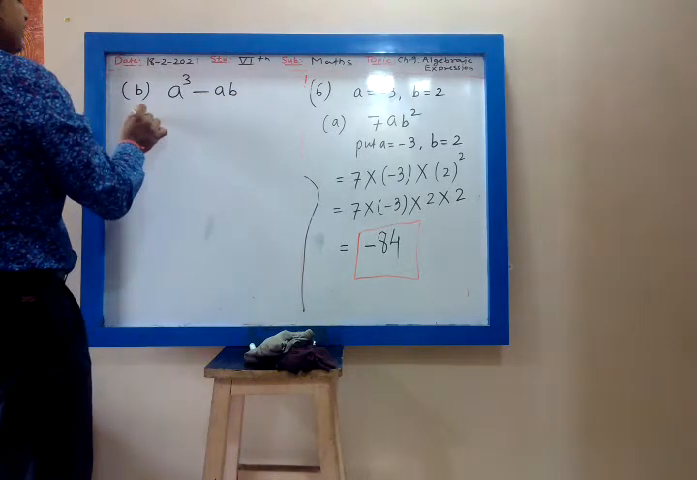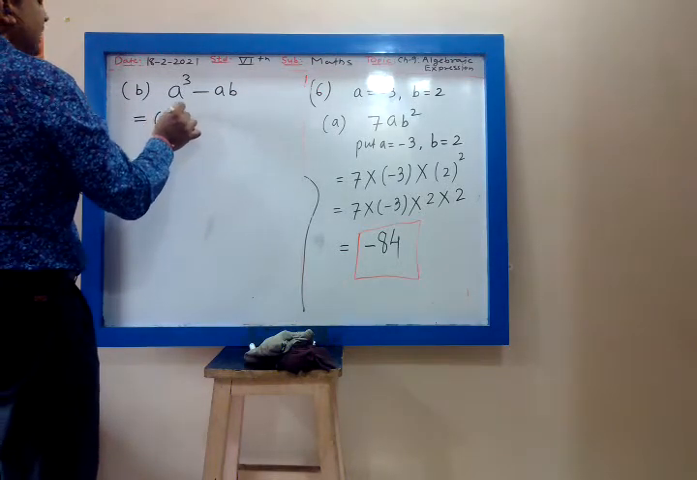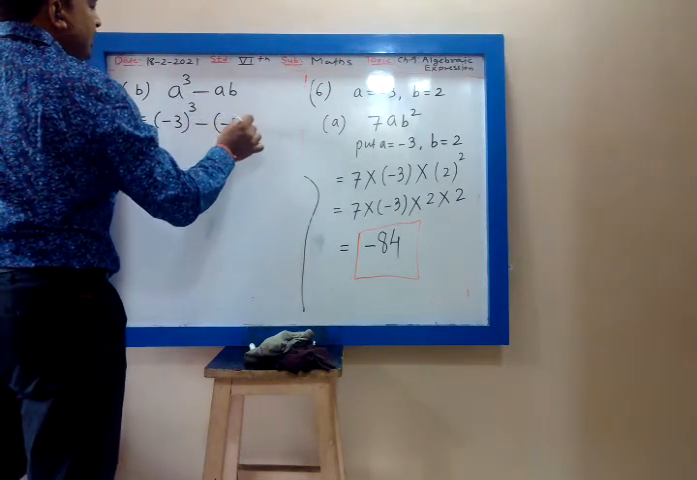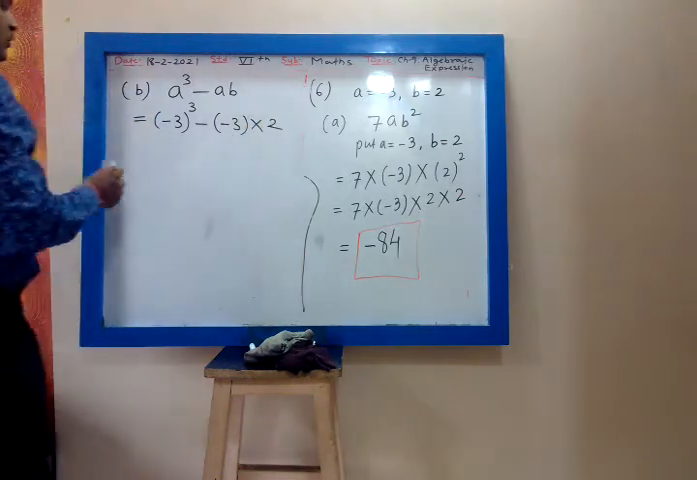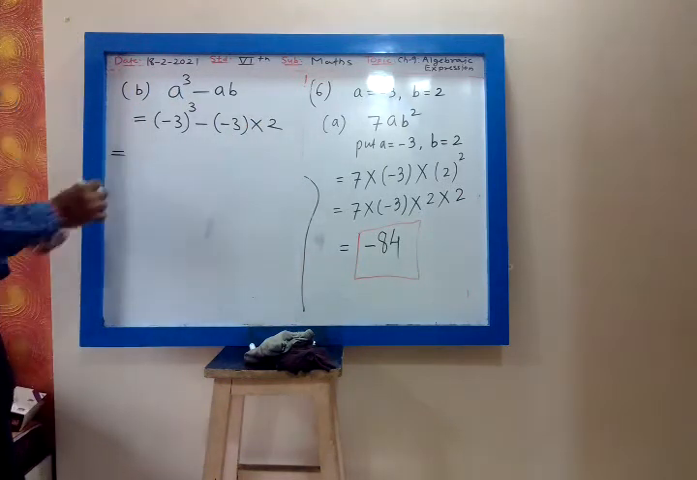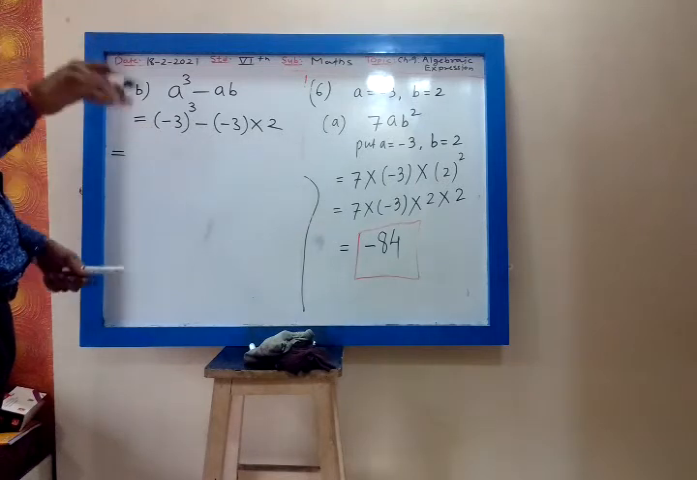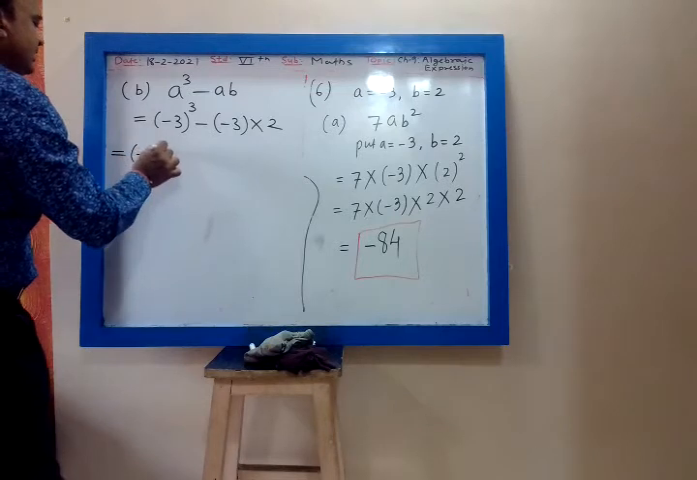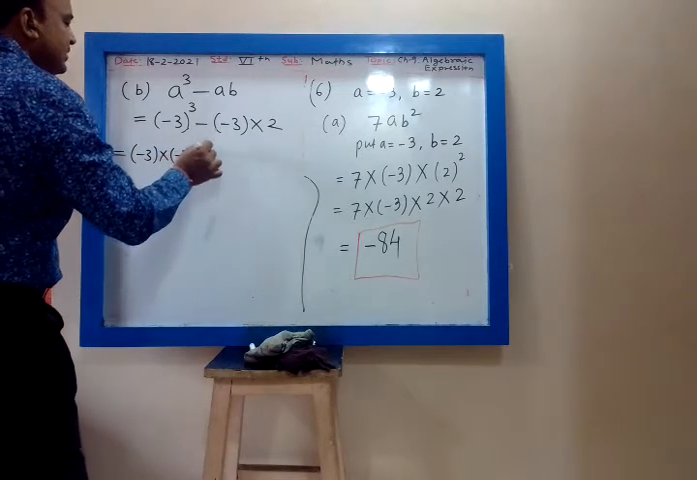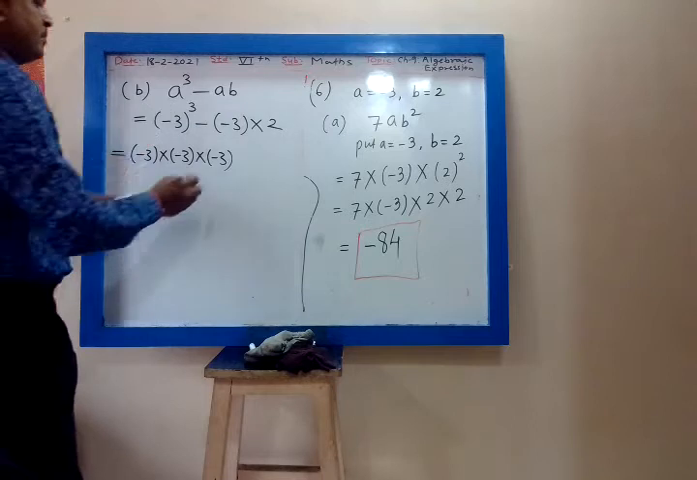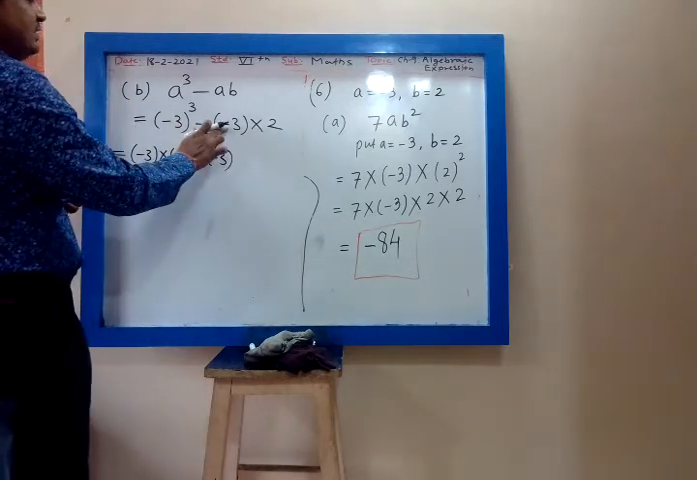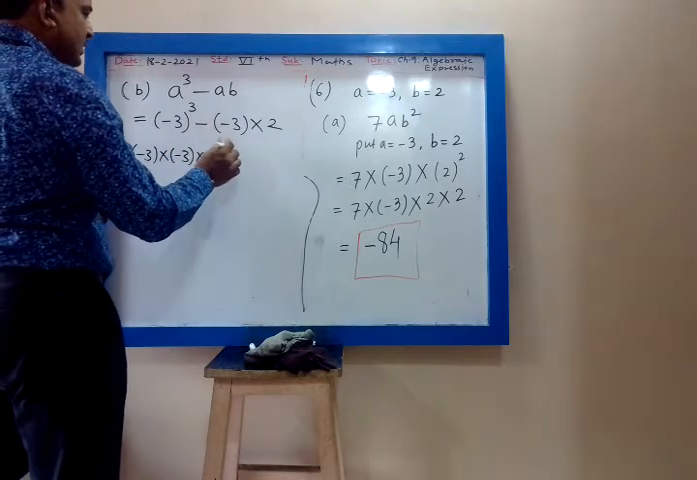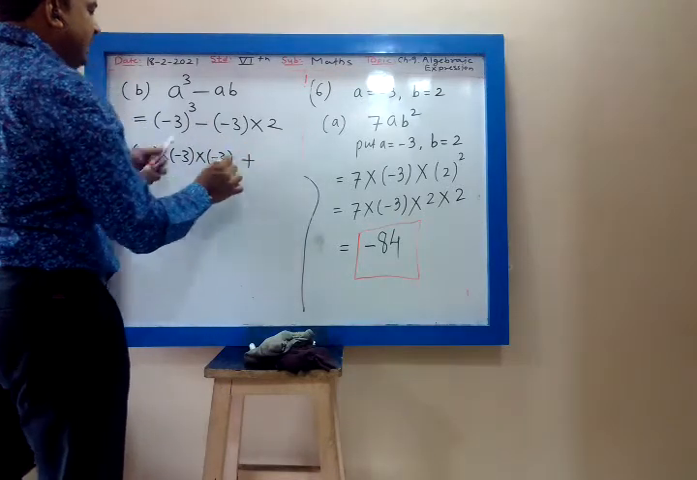What is the value of A? Minus 3. So minus 3 power 3 minus A, which is minus 3, into B, B is 2. What do you mean by minus 3 power 3? Whatever is the power, that many times you have to multiply the head. The head is minus 3, so that will be minus 3 into minus 3 into minus 3, 3 times, because the power is 3. Then what is minus into minus? Plus.